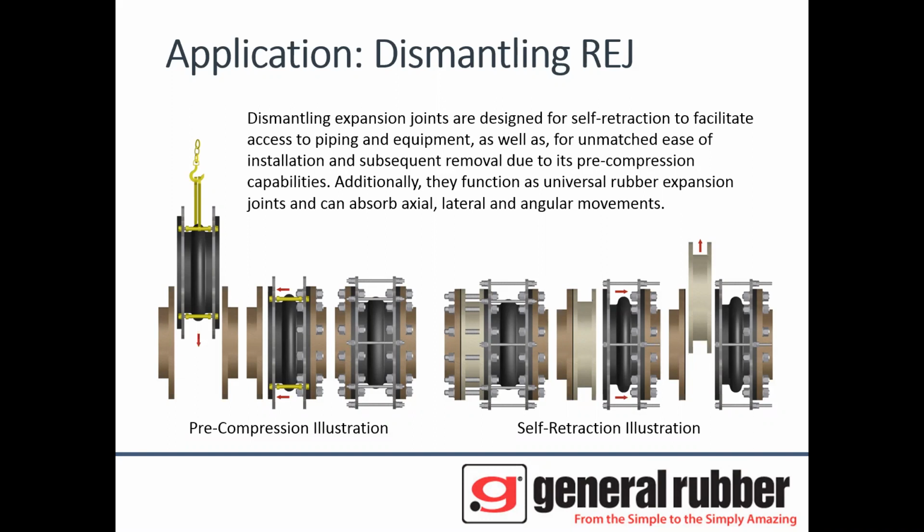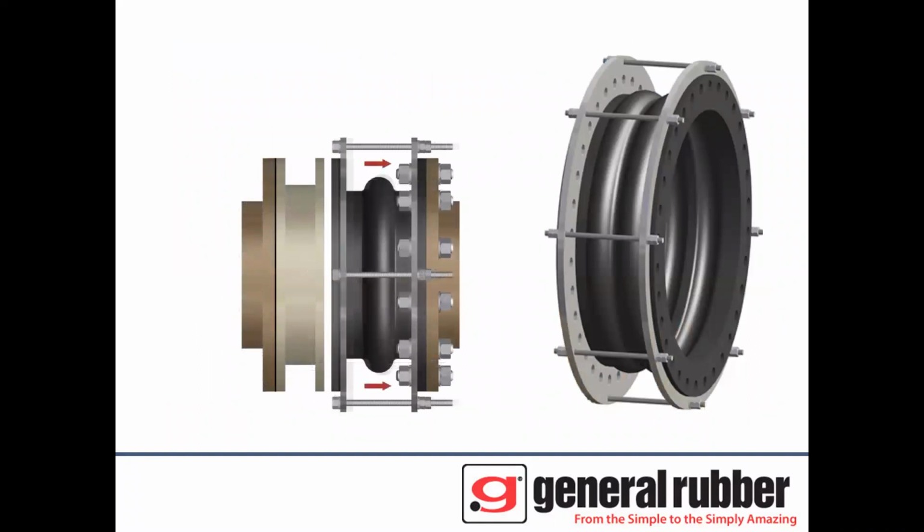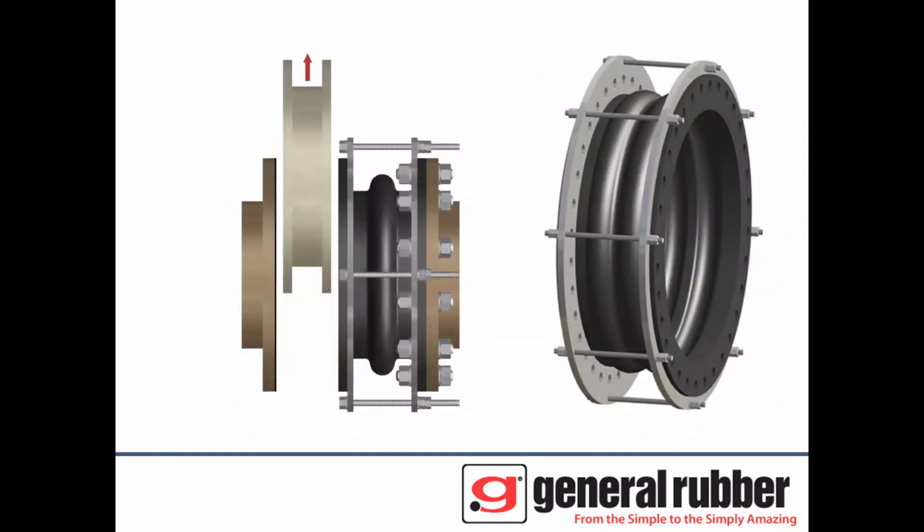So the illustration on the left is a pre-compression capability, and the illustration on the right is a self-retraction application. The dismantling joint can do both functions. And this is an illustration showing how you can remove the adjacent equipment, retract the joint, and then remove the adjacent equipment with more access to the piping and equipment.